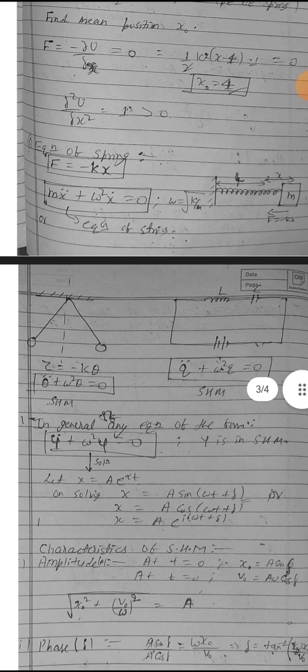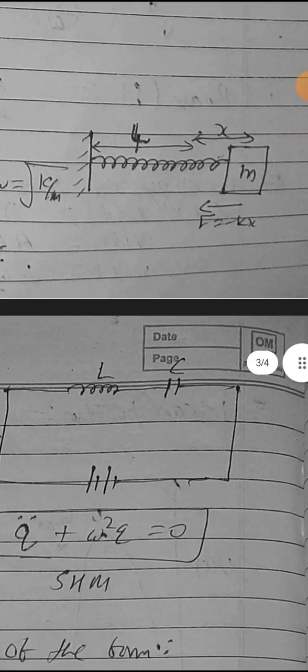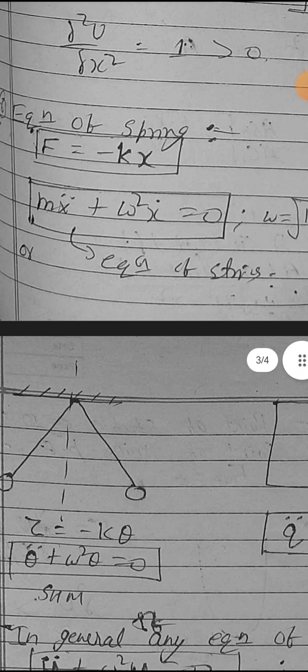Now next is the equation of spring. For this we have taken a spring-block system having mass m, original length capital L, and it is stretched by a length x. So the restoring force acting on this body is F equal to minus kx.